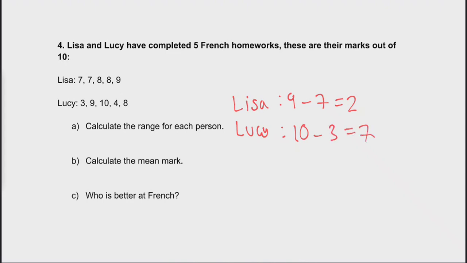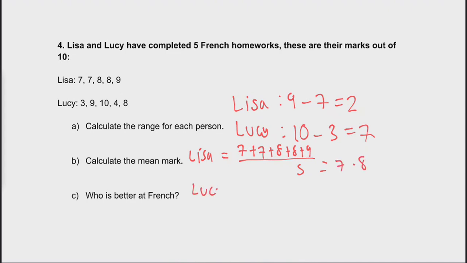Okay, so now we want to calculate the mean mark. So remember, the mean is the total of all the scores divided by the number of tests that we've taken. So let's work out Lisa's mean. So we have 7 plus 7 plus 8 plus 8 plus 9, all divided by 5. So if you put that into our calculator, we should get 7.8.